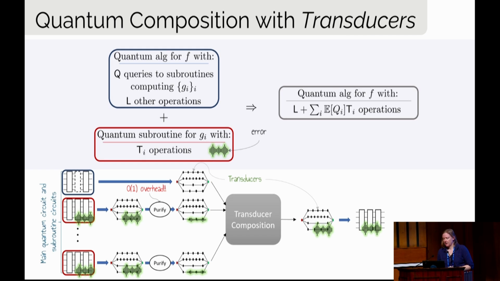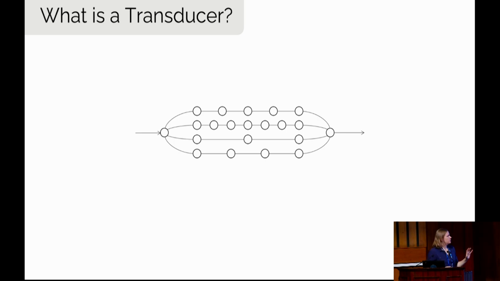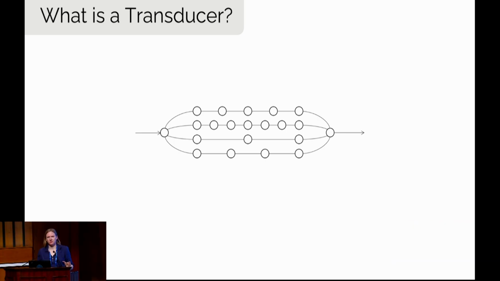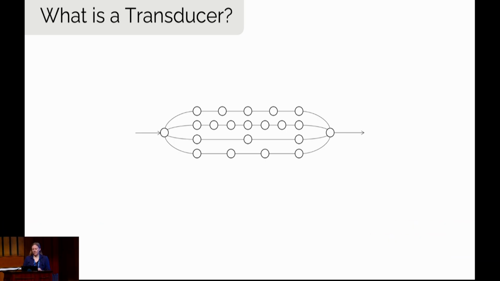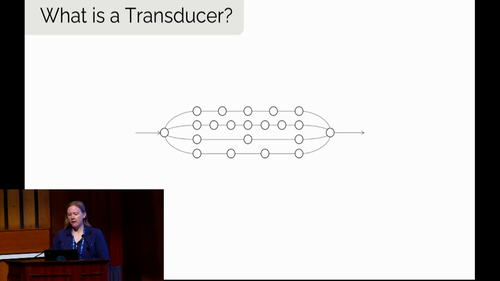Okay, I'm now going to say a bit about what transducers are and how this purification, this quantum analog of majority voting for transducers, works. I don't want to formally define transducers, so I'm going to explain them at a high level. We can visualize a transducer as a graph with an entrance and an exit. And it's not a coincidence that this looks exactly like how we're visualizing quantum algorithms.